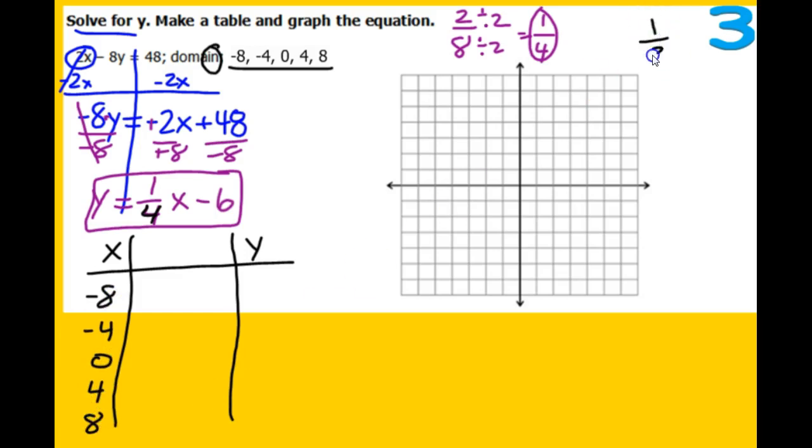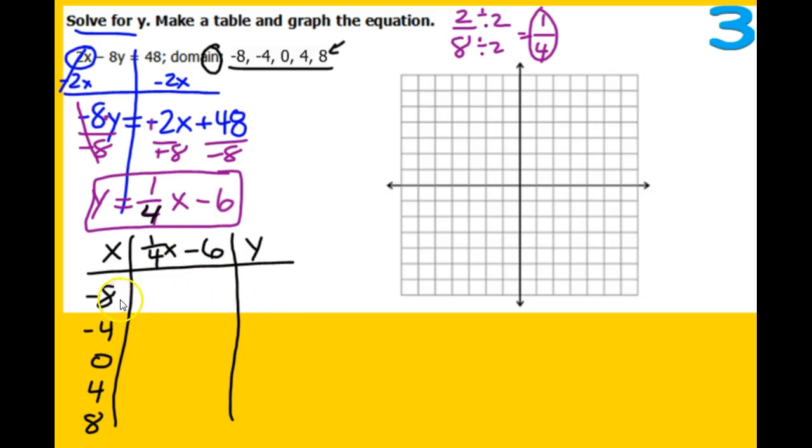If our denominator was a 3, we would choose multiples of 3. Oops, 0, 3, and 6. If our denominator was a 2, we'd choose multiples of 2, like negative 4, negative 2, 0, 2, 4. So that's where those numbers are coming from. Our denominator was a 4, so they chose multiples of 4. So our equation goes in the middle, 1/4 x, and then minus 6.